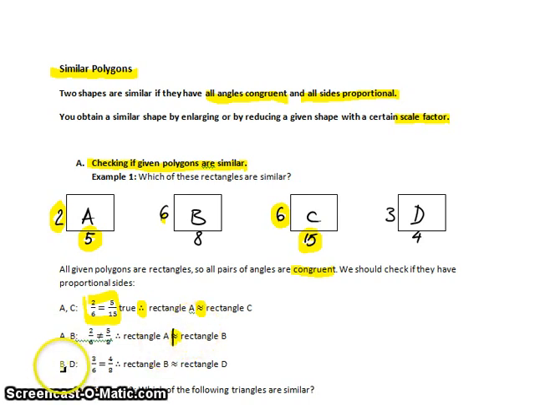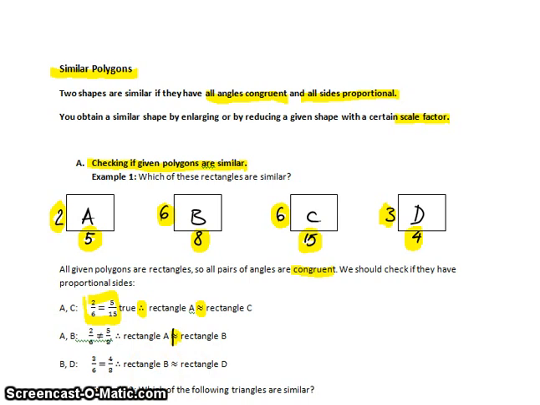We're looking now at rectangles B and D, and again, small side of a rectangle over small side of the other one, 3 to 6. Big side of a rectangle over big side of the other one. 3 over 6 is the same with 4 over 8. Therefore, rectangles B and D are similar.